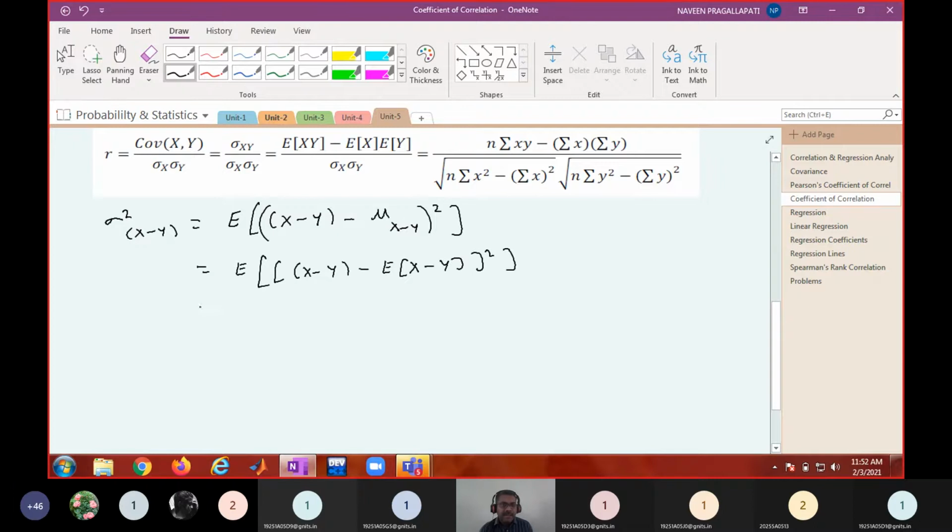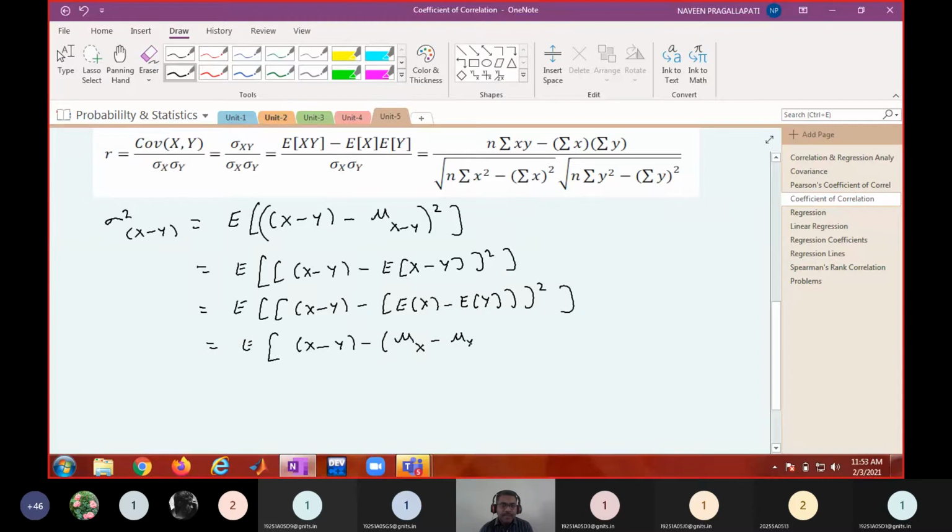And we know expectation is a linear operator, so this can be written as x minus y minus e of x minus e of y, whole square. Because of linearity, e of x minus y equals e of x minus e of y. So this is nothing but expectation of x minus y minus e of x, that is mu x minus mu y, whole square.